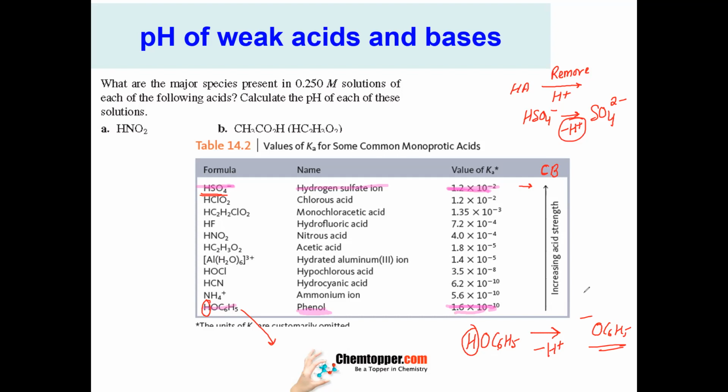Now you have seen two bases here. One is sulfate, the other one is phenoxide. Don't worry about the name. Which one is the stronger conjugate base? You already know weak acids give you stronger conjugate bases. Weak acid will give you strong conjugate base. Strong acid will give you weak conjugate base. Now you already identified HSO4 minus is stronger than phenol. So who is going to give you the stronger conjugate base?